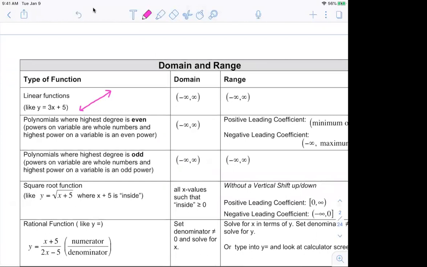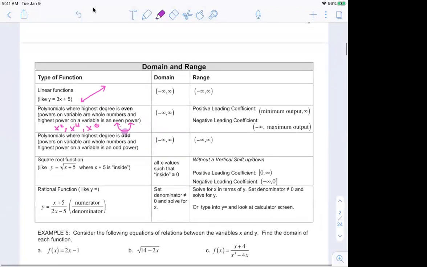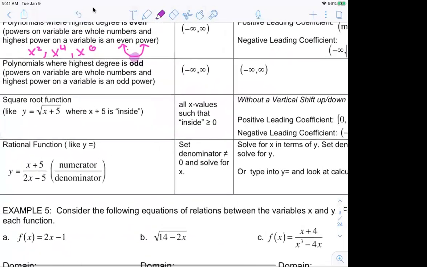Polynomials where the highest degree is even. So those would be problems like x to the 4th, or x squared and x to the fourth, x to the sixth, etc. The domain is going to be negative infinity to infinity, because that could be like a U shape. Think about left to right, it's negative infinity to infinity. But the range, the lowest to the highest, is going to change because there's typically a bottom of the U. Look at, there's a bottom. It does not go to negative infinity, or there's a top part to it if the U is upside down. So the range, you have to look at the problem and do some work.